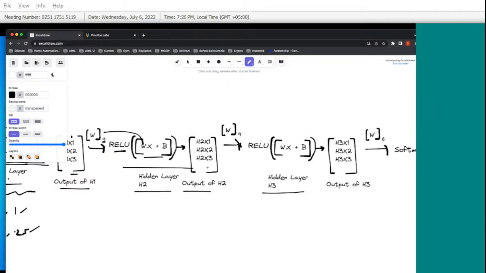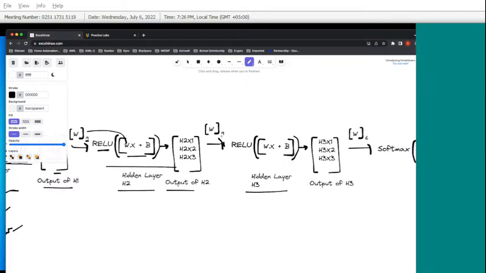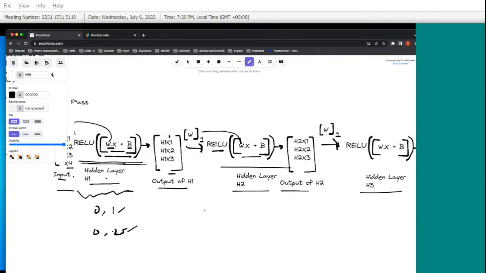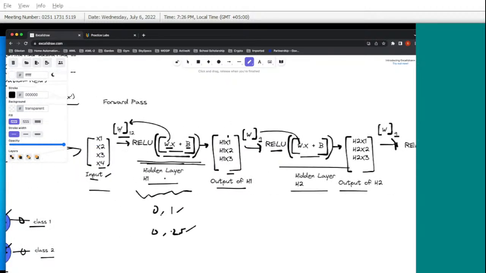So now H2X1, H2X2, and H2X3 go via one more transformation for hidden layer 3, and the transformation remains the same. We have again 9 new weights. How to calculate bias? How do we calculate bias or weight? Anyone? What value of W or B did we start with? We discussed this yesterday as well.